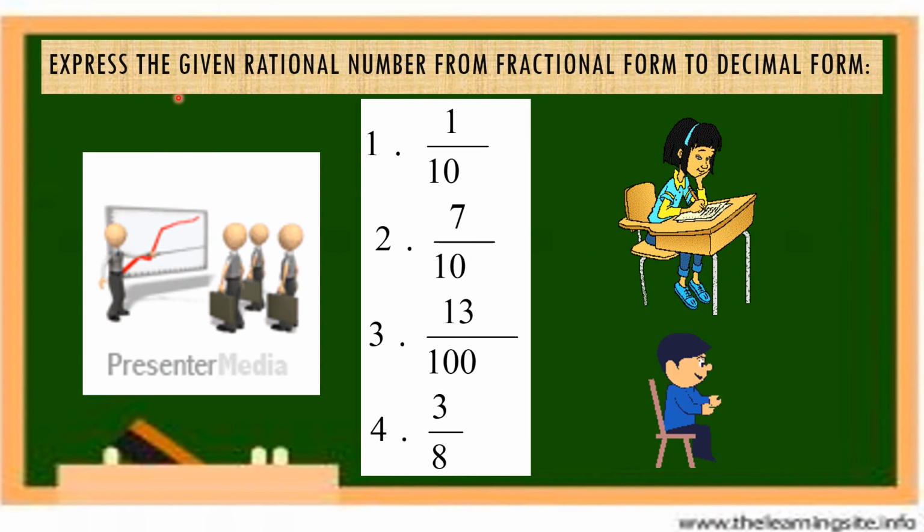So we need to express the given rational number from fractional form to decimal form. Number 1, 1 over 10. Number 2, 7 over 10. Number 3, 13 over 100. Number 4, 3 over 8.